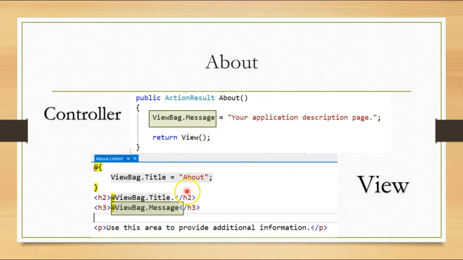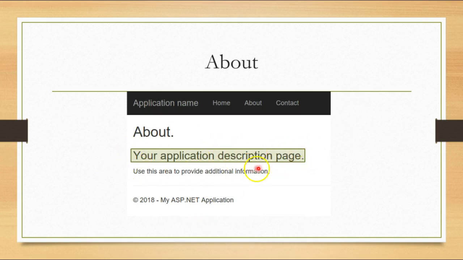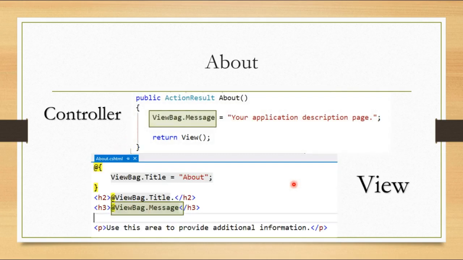In the view down here, the view sees the viewBag.message and displays it as an H3 tag. Notice also we have @ here. We'll discuss those in a little more detail in a few minutes. So this is the controller. Controller sets the viewBag message. The view takes the viewBag message and wraps an H3 tag around it. And that's how we got our text here. All right, let's move on.